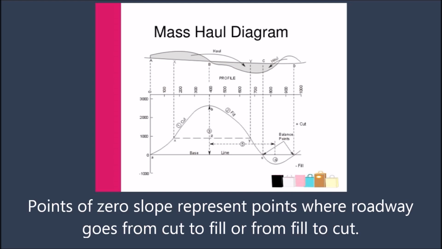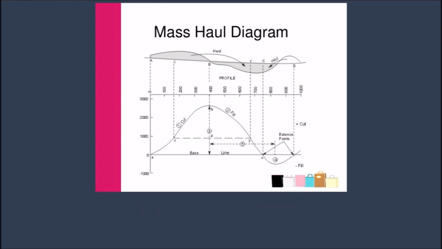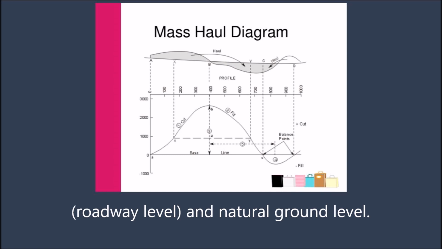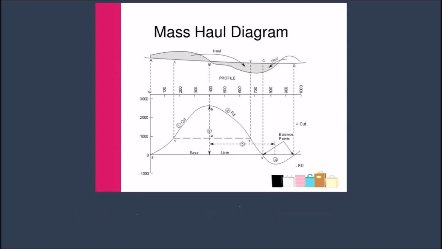Points of zero slope represent points where the roadway goes from cut to fill or from fill to cut. The highest or the lowest points of the mass haul diagram represent the crossing points between the grade line, roadway level, and natural ground level.